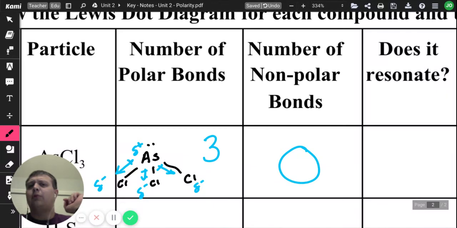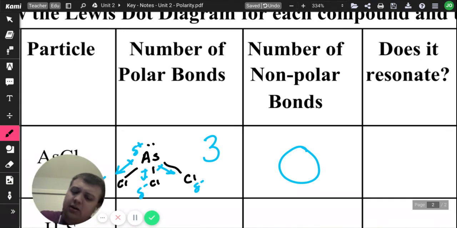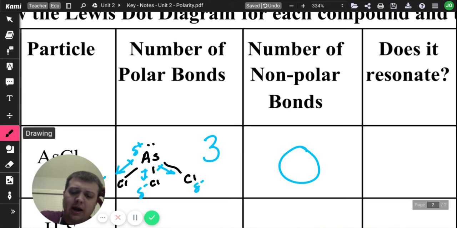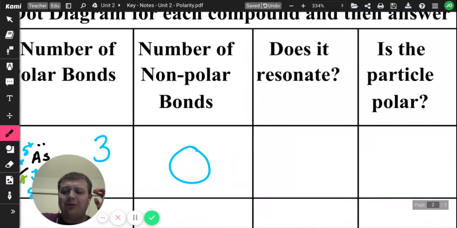Does it resonate? Okay, so thinking back at our rules on resonance, remember, resonance means I have a bond that could have moved to a different place. So looking back at my arsenic here, there's no bond that could be placed in a different area, right? This is the same as this, and it's the same as this. So all of those bonds are the same. So no, there's nothing that's going to resonate.